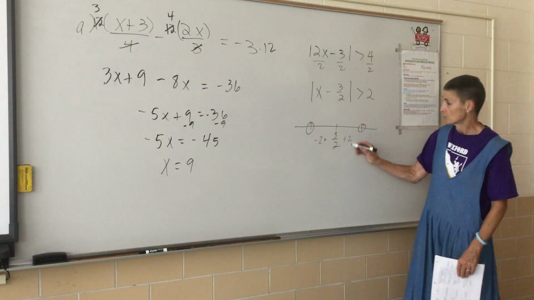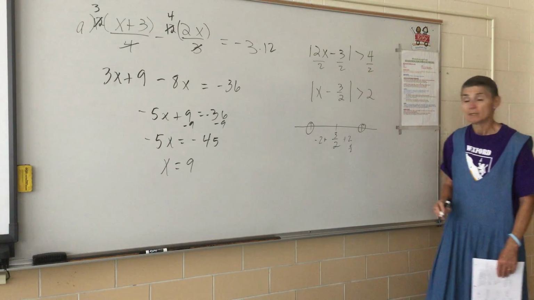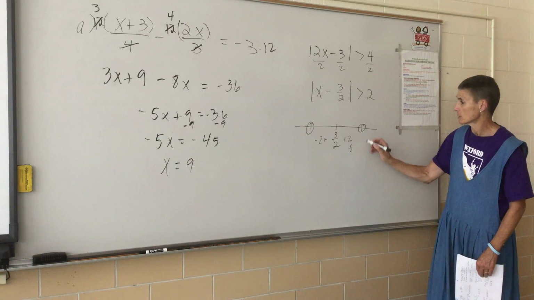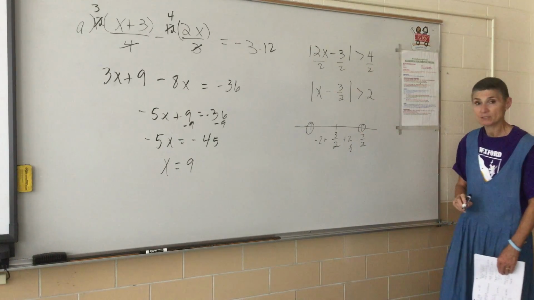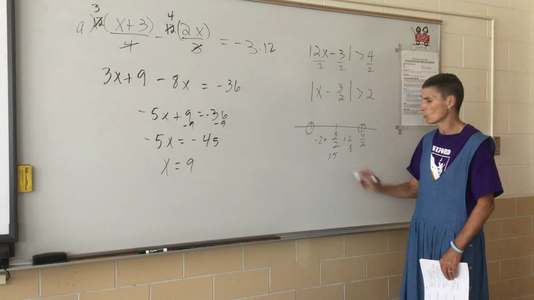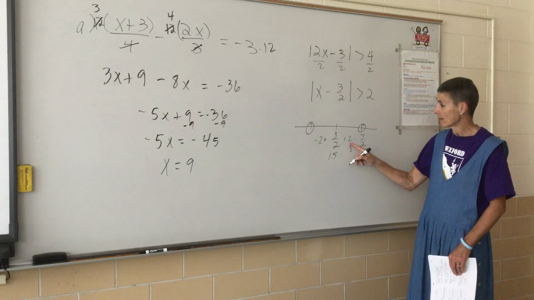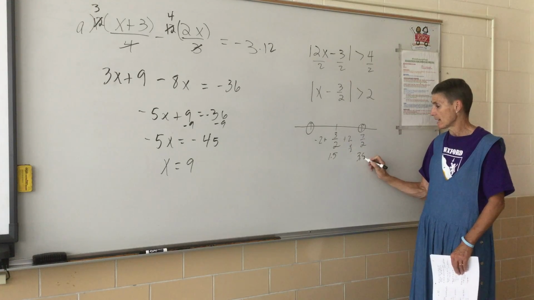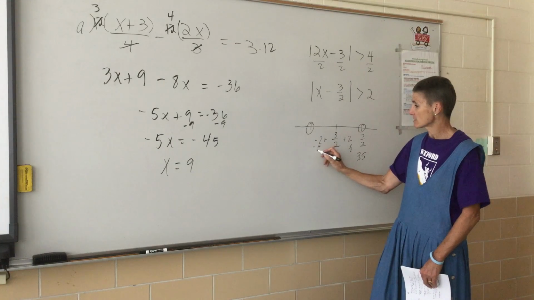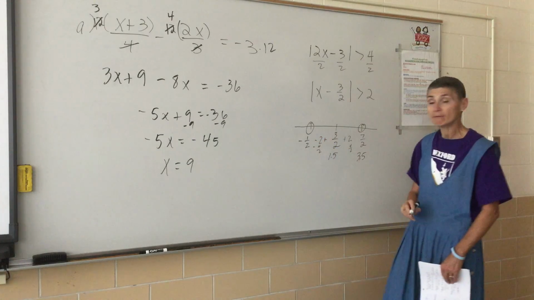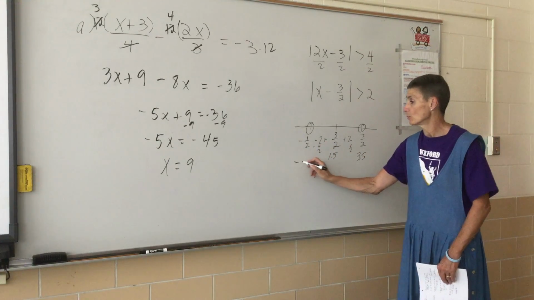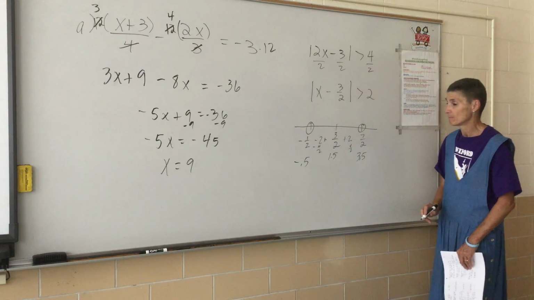So 2 is 4/2. So if I choose to do it with fractions, I'll get 3/2 plus 4/2, which is 7/2. If I do it with decimals, I'll make this a 1.5, and 1.5 plus 2 is 3.5. Now I'll back up. 3/2 minus 4/2 is negative 1/2, or 1.5 minus 2 is negative 0.5.